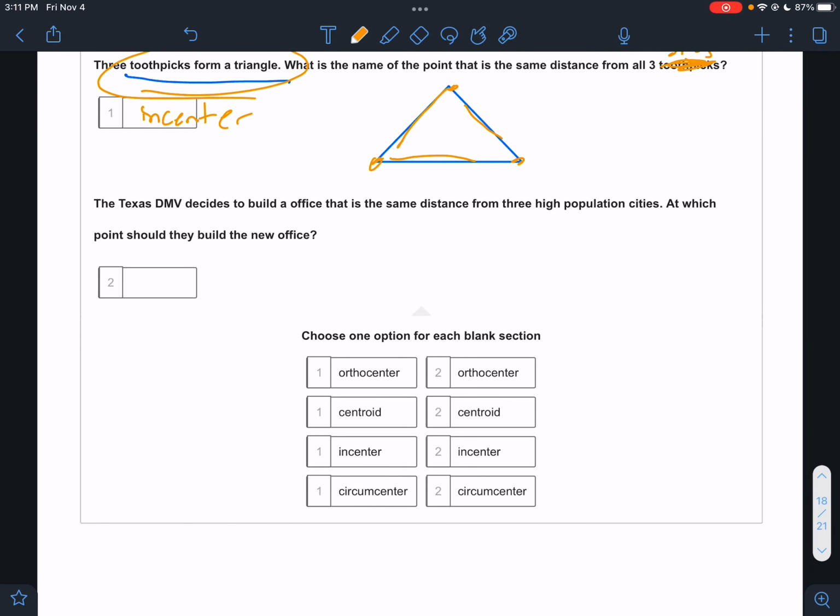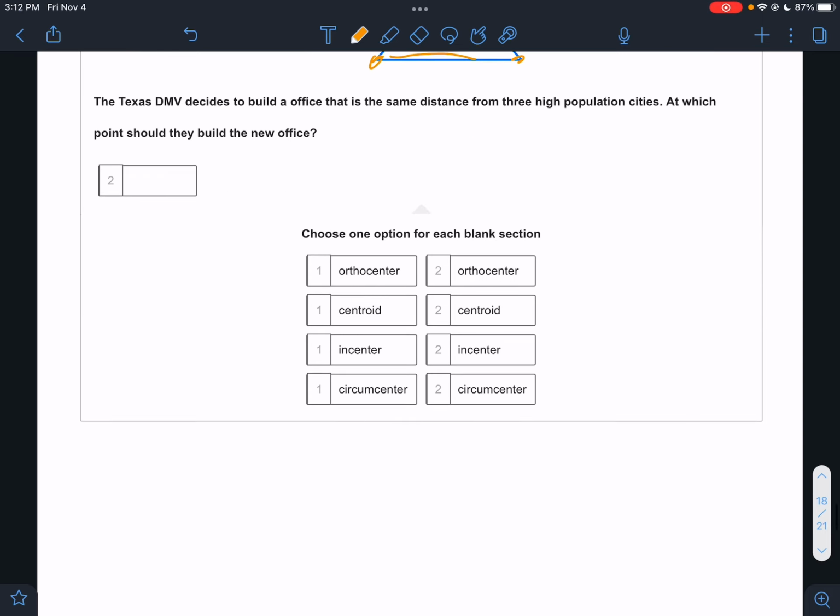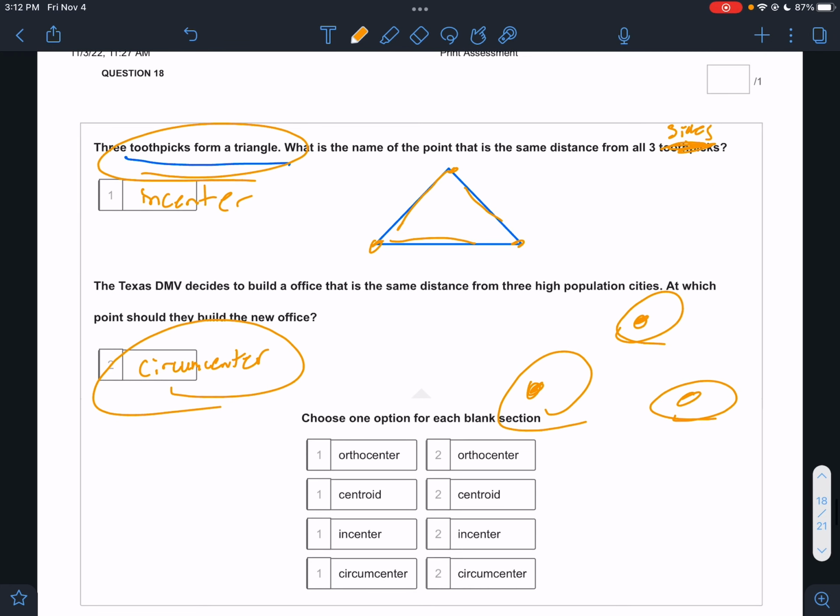The Texas DMV decides to build an office that is the same distance from three cities. At which point should you build a new office? From three cities. Well, looking at a map, would cities be points or lines? Cities would be places. Cities would be points. So what would be equidistant from 3 points? It's called the circumcenter. So circumcenter for points, incenter for sides.